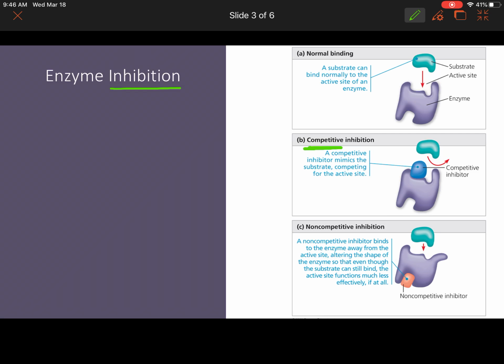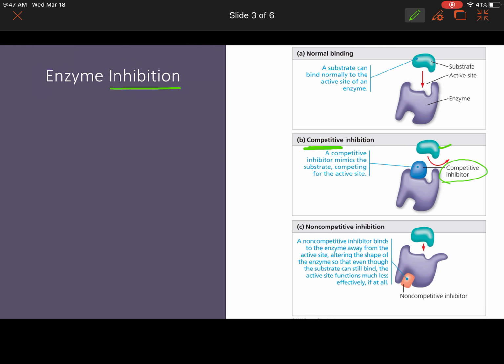Panel B shows competitive inhibition. And in this case, there is a molecule called an inhibitor that when that molecule is present, it can also bind to the active site. It essentially mimics the substrate. So if the inhibitor is bound in the active site, the substrate can't bind. But notice the inhibitor doesn't have the exact same shape as the substrate. It's just similar enough that it can bind to the enzyme and block the active site.